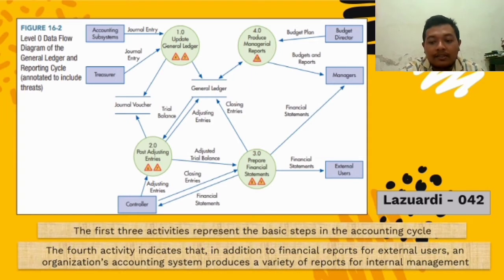So for each activity, we can describe how the information needed to perform and manage the activity is collected, processed, and stored. We also explain the controls necessary to ensure not only the reliability of the information but also the safeguarding of the organization's resources.